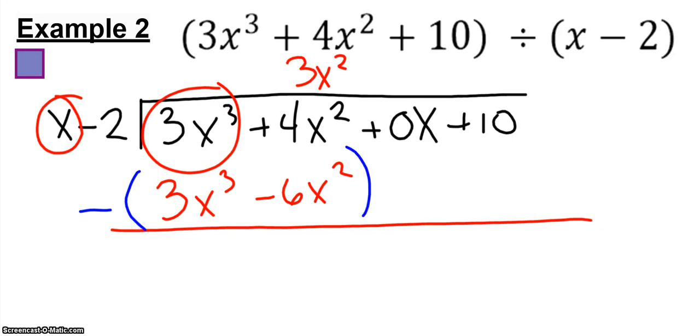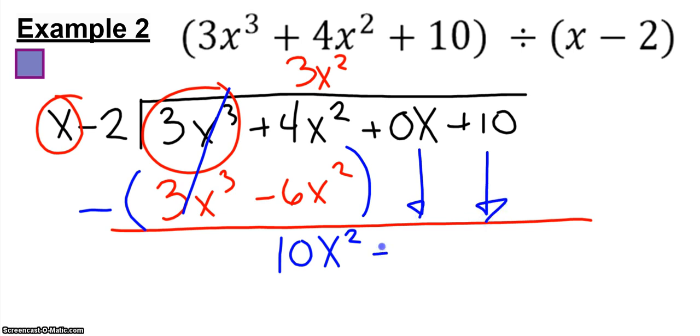All right, we're gonna subtract these. 3x squared minus 3x squared is 0. 4x squared minus a negative 6x squared. What do those two negatives do again? Make a positive. So we get 4x squared plus 6x squared, which is 10x squared. There you go. Now that we've done that, let's go ahead and bring everything else down. Even the zeros. We might need them. Who knows? We are almost done here.